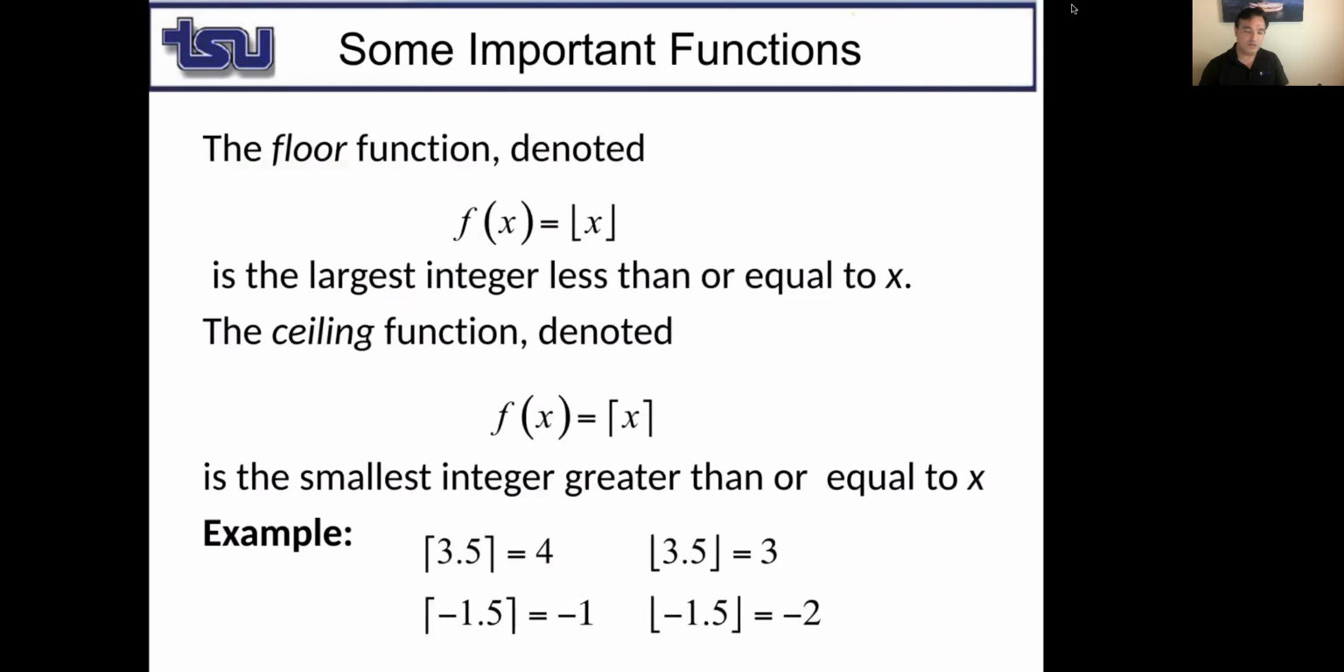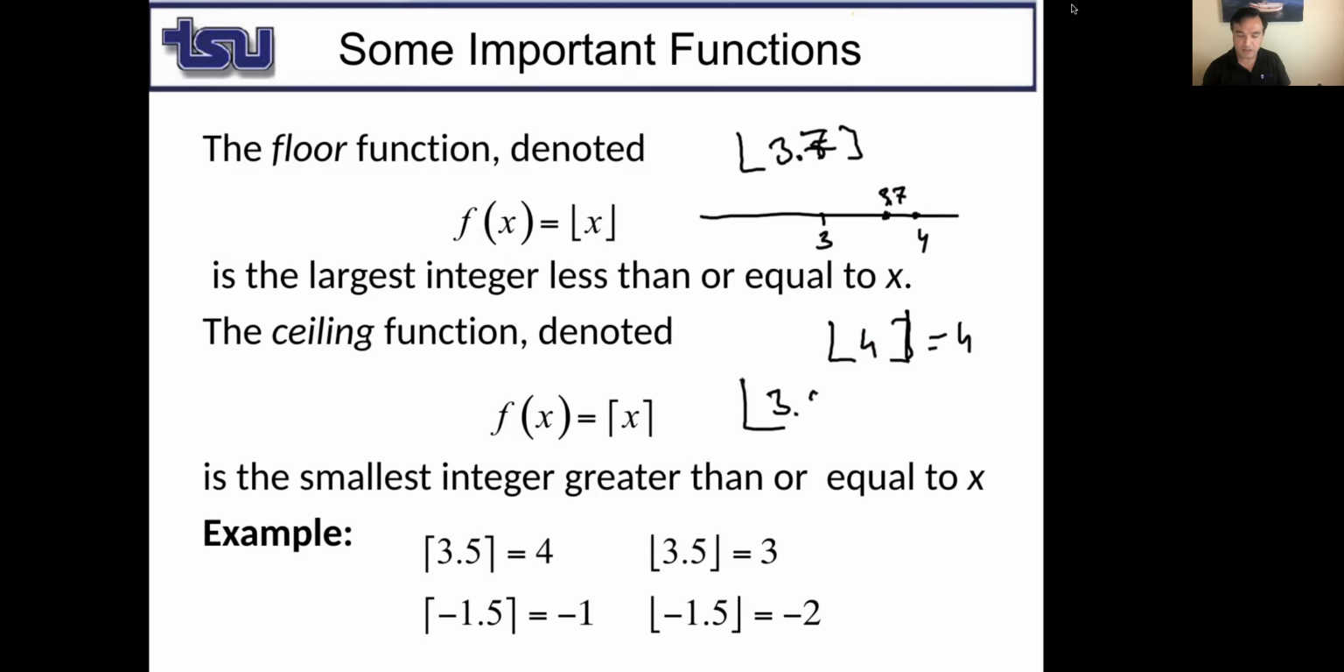Some important functions. We have the floor function. For example, if I say floor of 3.5, okay, on the real line, this is 3, this is 4, or let's say 3.7. 3.7 is here, right? Floor means the largest integer less than 3.7. The largest integer which is less than 3.7 is what? 3. So it is the largest integer less than or equal to x. For example, floor of 4 is 4, because the largest integer less than or equal to 4 is 4. How about 3.999?